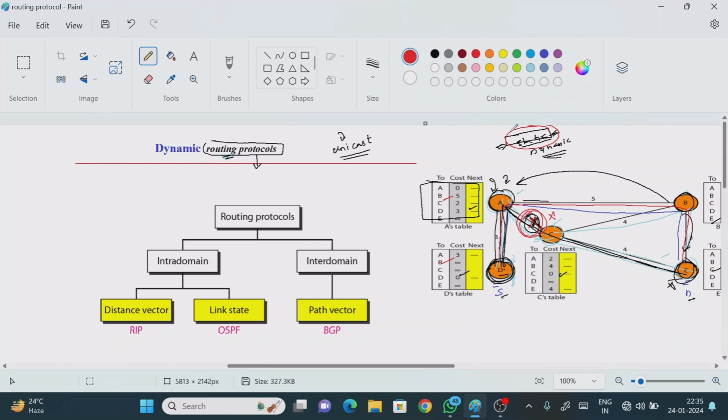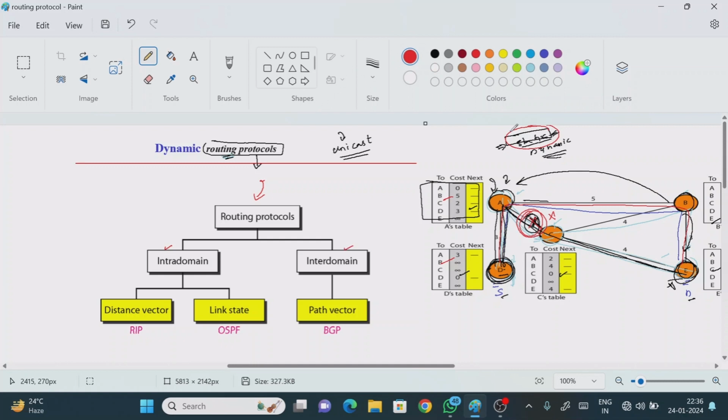A dynamic table is one that is updated automatically when there is a change somewhere in the internet, right? A routing protocol is a combination of rules and procedures that lets routers in the internet inform each other of changes. That is the meaning of the dynamic routing protocol. Under the dynamic routing protocols, we have two types of classification. The first one we call intra domain, the second one we call inter domain.